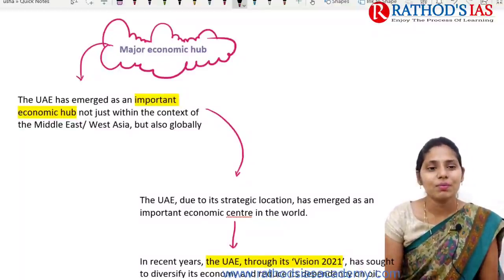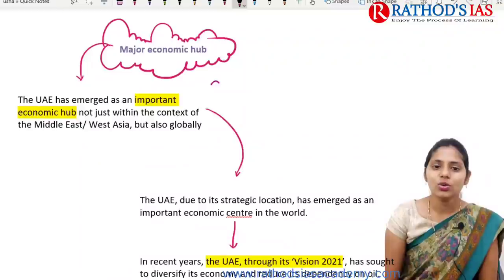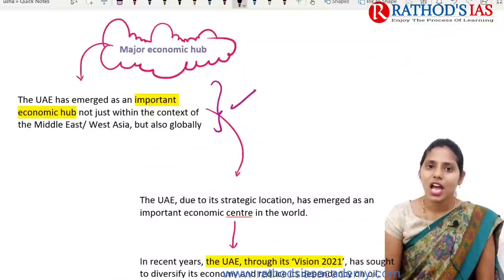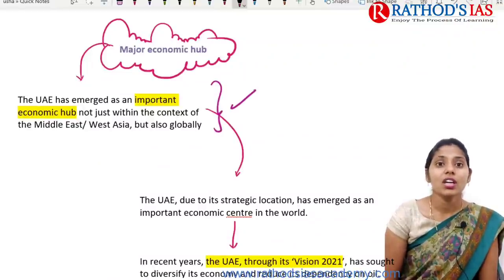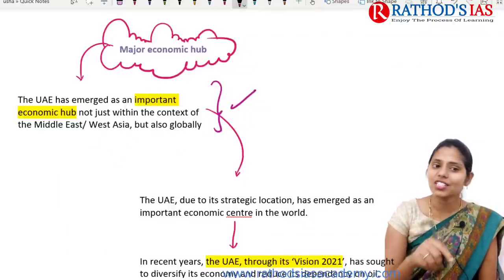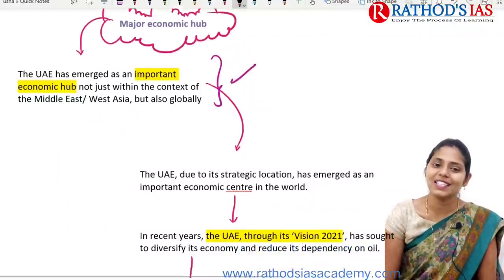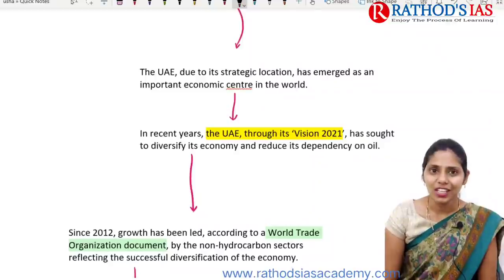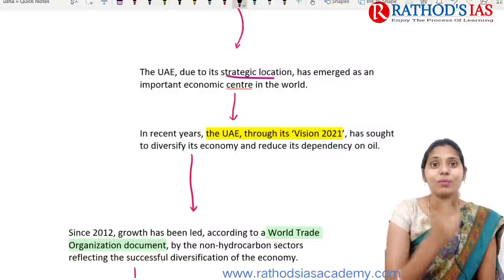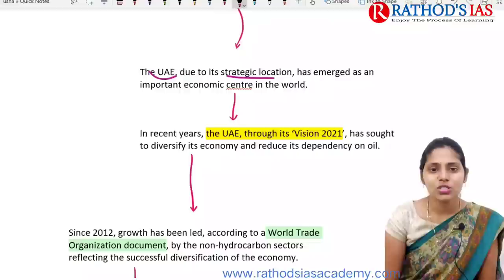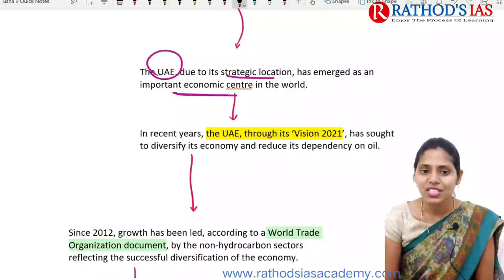And if you're talking about the importance of the UAE, you already know that the United Arab Emirates has emerged as an important economic hub, and it is very helpful for reaching West Asian or Middle East countries. Due to its strategic location, the UAE has also emerged as an important economic center of the world.